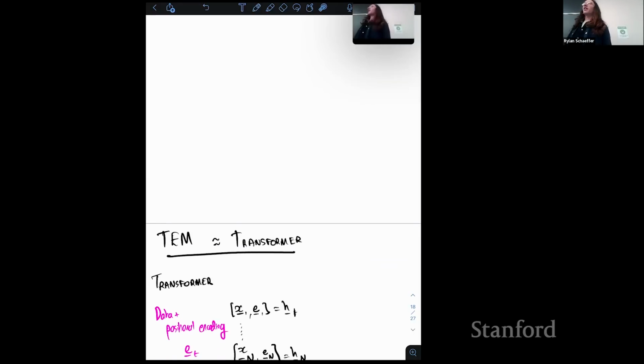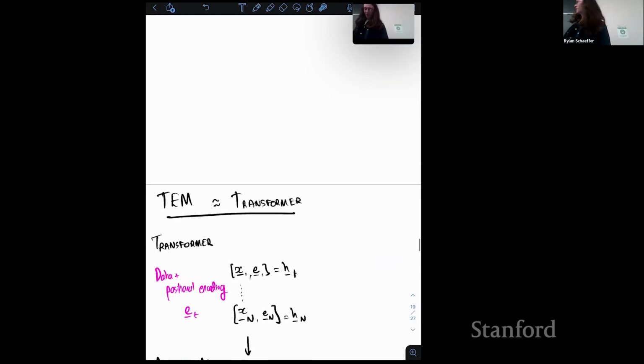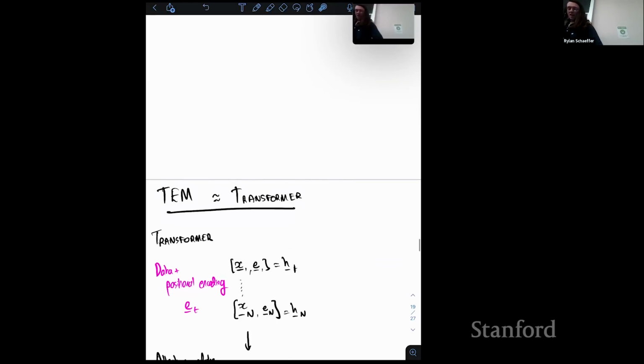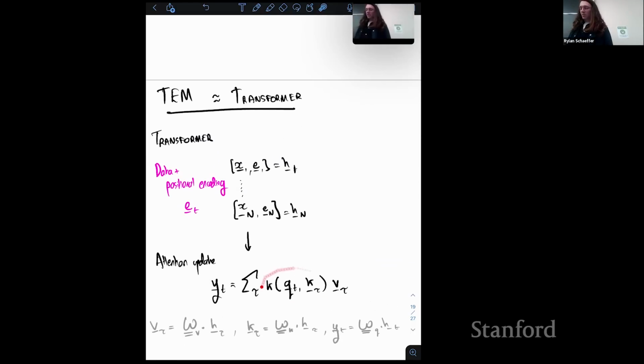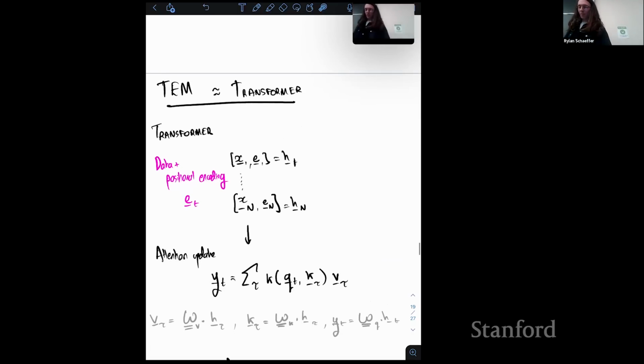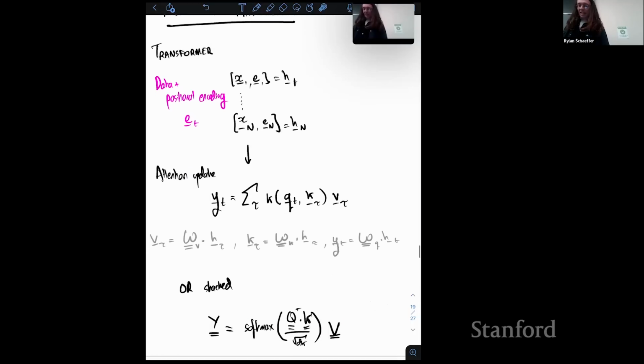So you know all of this, but I guess I can at least clarify my notation. You've got your data, which is maybe your tokens coming in, and you've got your positional embedding, which will play a very big role here. That's the E, and together they make this vector H. These arrive over time. Then you've got your attention updates, where you see some similarity between the key and the query, and then you add up, weighted, the values with those similarities. And here's the stacked version.